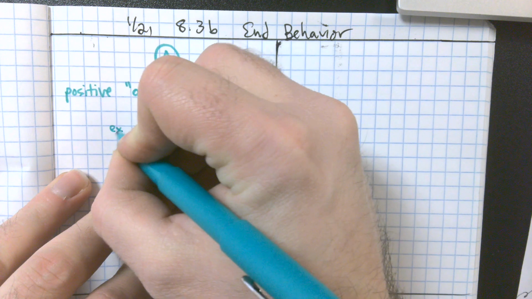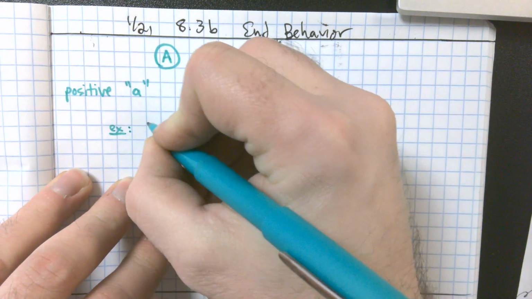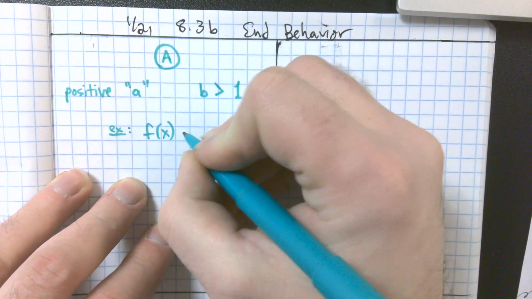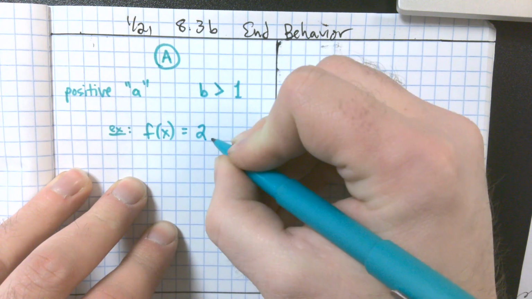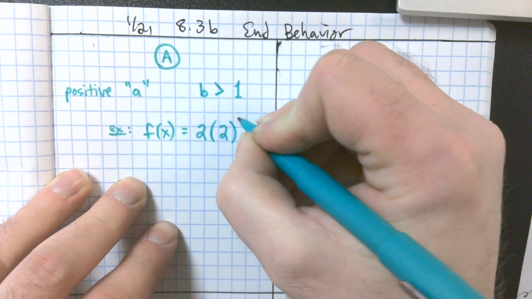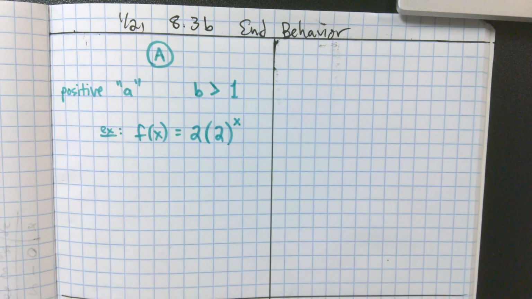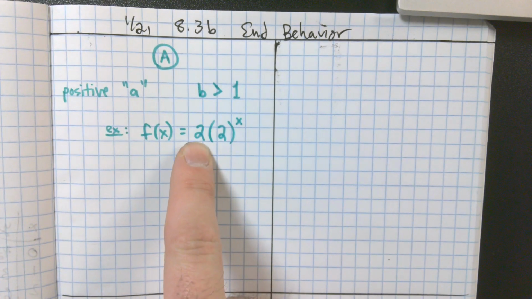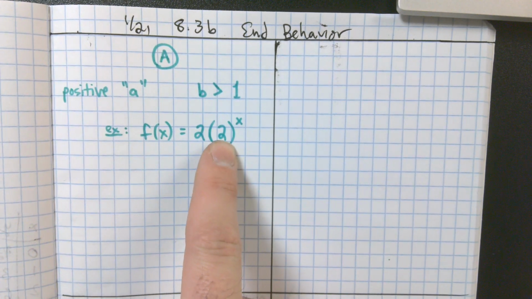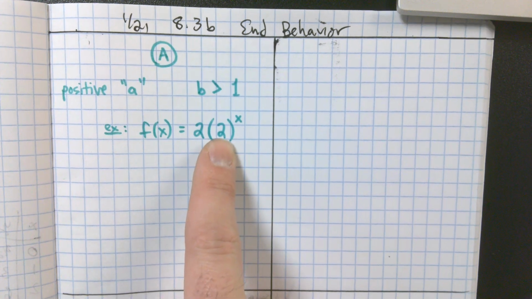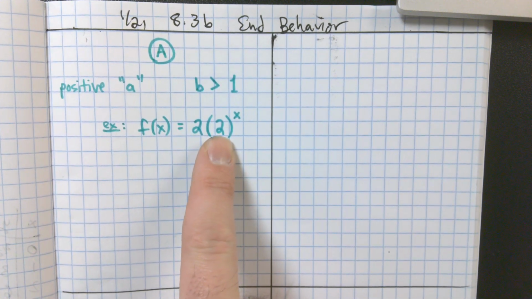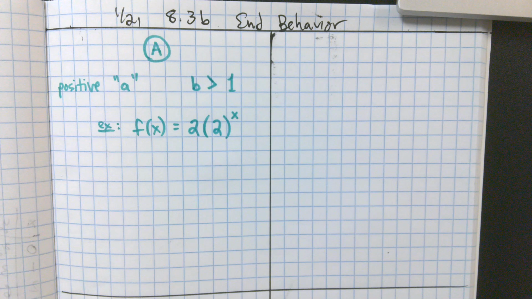For example, f of x is equal to 2 times 2 to the power of x. Remember, A is what's in front, B is what's underneath as the base of my exponent. So here I have a positive A value with a B value greater than 1. Give me a thumbs up if you see that so far. Okay. Good.